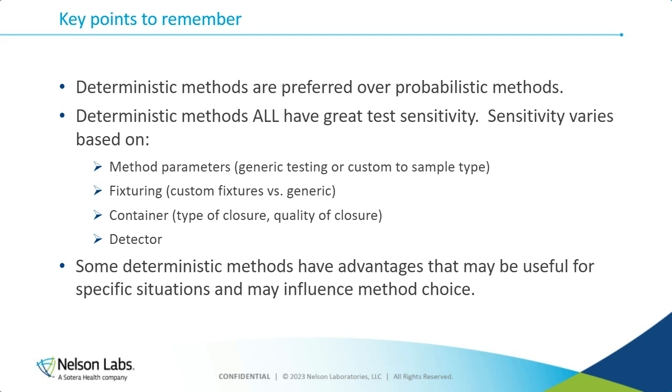As far as the container goes, it's the type of closure. We're going to see methods that are going to be less sensitive and maybe a little bit longer to execute with a threaded closure versus a crimped closure. And again, that has to do with removing all of the extra air before I can reach stabilization and make my measurement. That's because I have to pull air out of all those threads, and that's going to take a little bit more time and effort. Also, the quality of the closure.